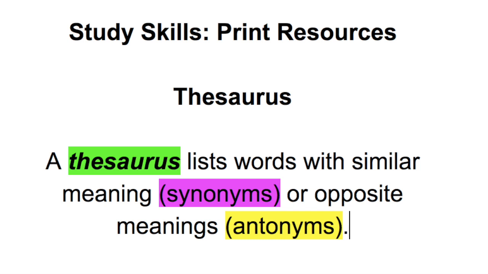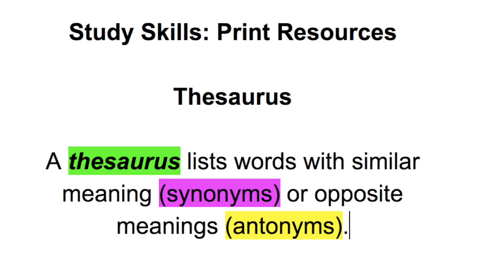All right, so first let's look at the definition of some of the print resources that we use. And with the internet, we don't use these print resources as much anymore. We have it there for us digitally. But back in the old days, when I was your age, we actually had to have the resource and look things up. We didn't have computers and internet.